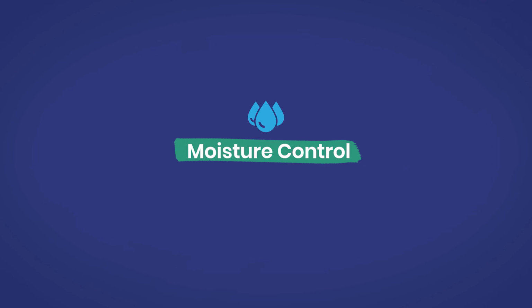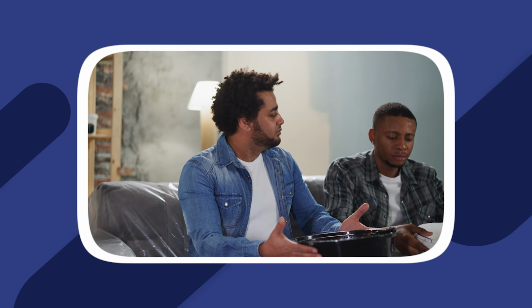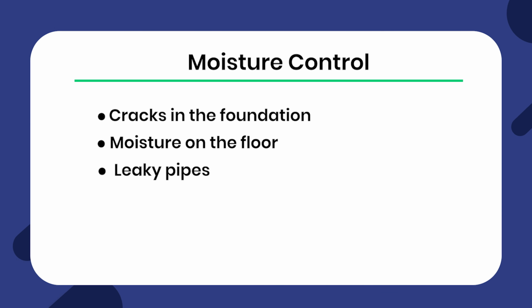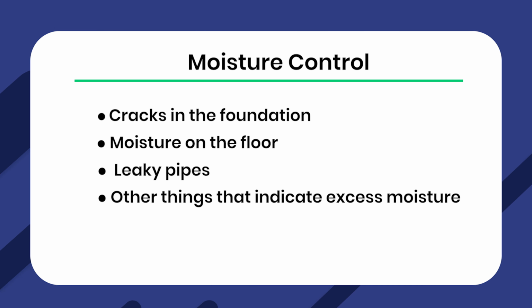Moisture control. The first step that needs to be taken is to control the moisture in the unit. Since the likely cause of the mold is excess moisture, fixing that problem first makes the rest of the process much easier. Some of the things to look out for when trying to fix the problem include cracks in the foundation, moisture on the floor, and leaky pipes, and other things that indicate excess moisture.